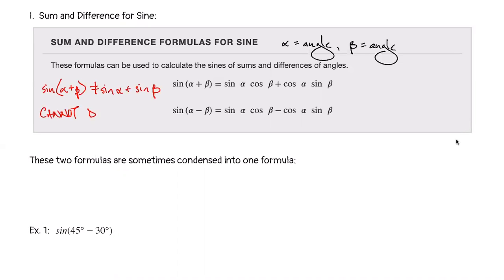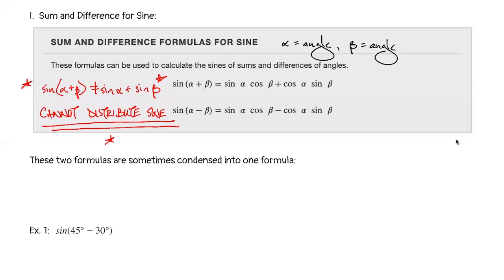Is that enough warning there? You cannot distribute the sine. Okay, do not distribute the sine. Do not do that. 100%. If I see someone do this on exam 3 or the final, I'm going to be super, super upset about that.